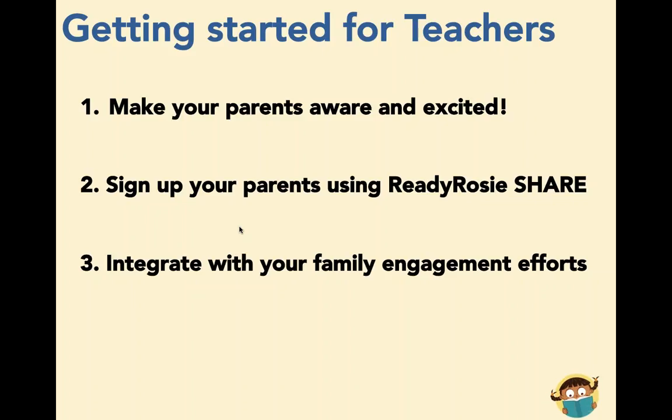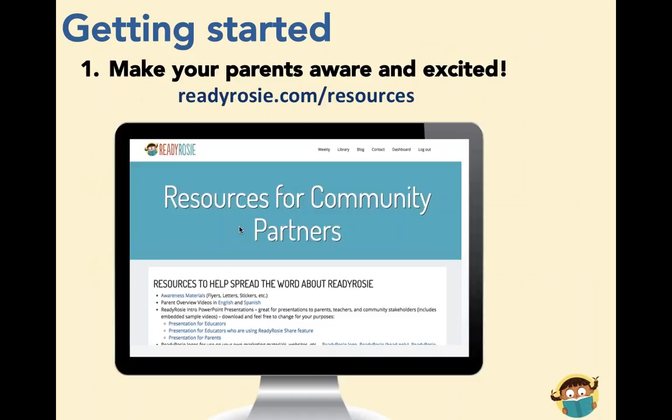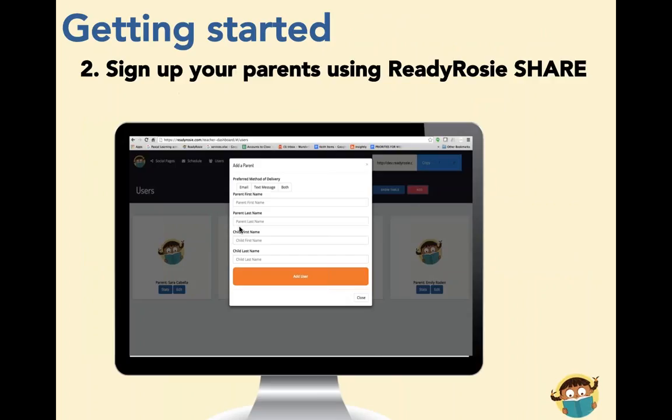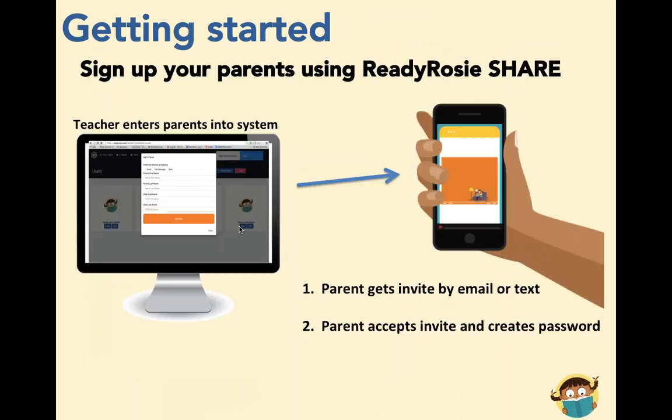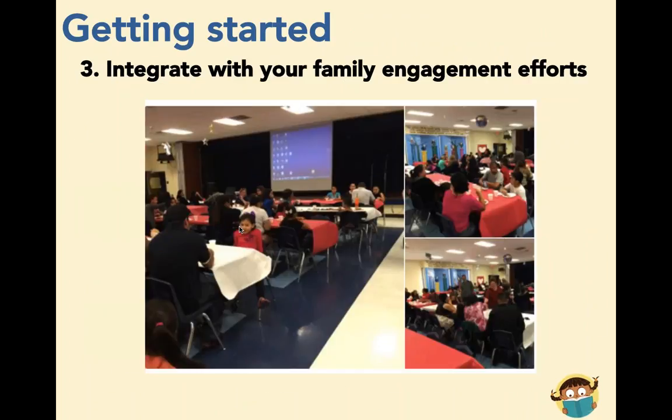Number 2, sign up your parents. So just go through and get them all signed up. And then finally, integrating it with your family engagement efforts. So we talked about this resources page. We talked about signing up your parents and how that works. And so finally, I would just encourage you, as you think through your various family engagement efforts throughout the year, what are you already doing? How can you think about integrating ReadyRosie with that?